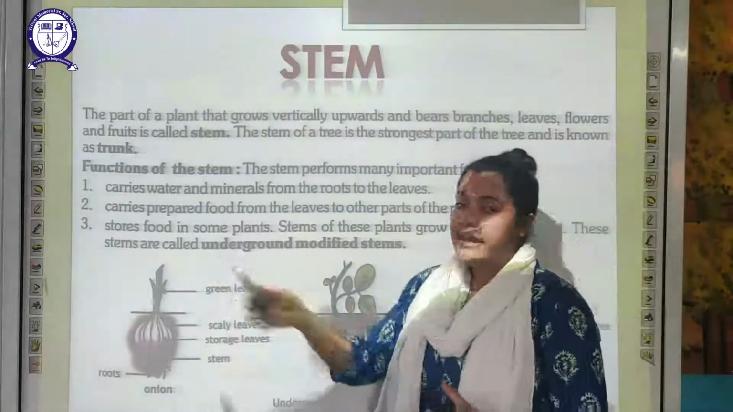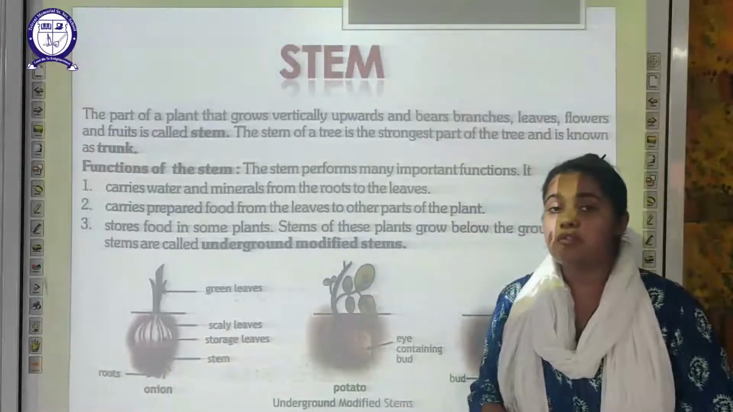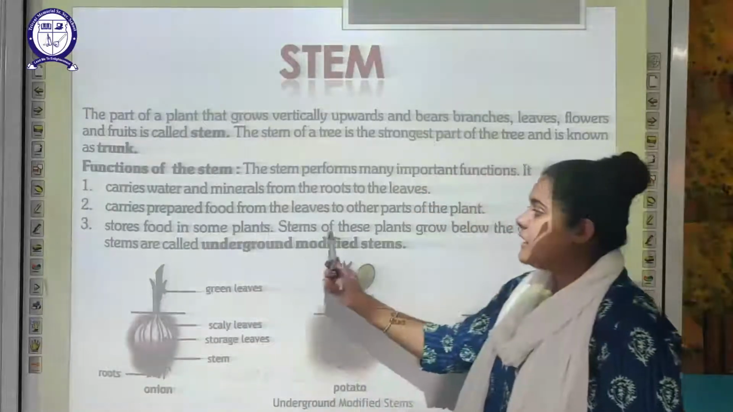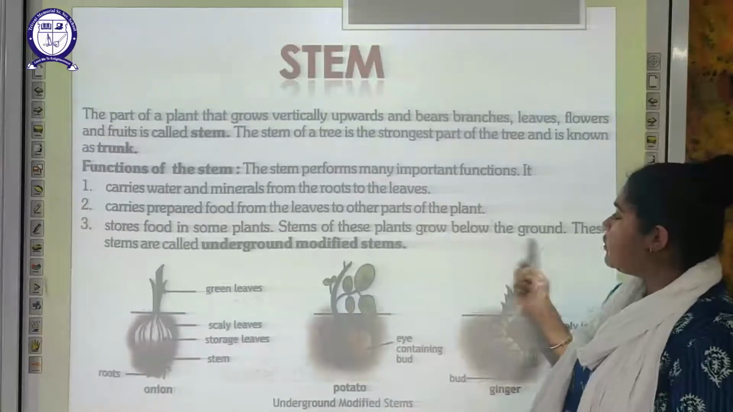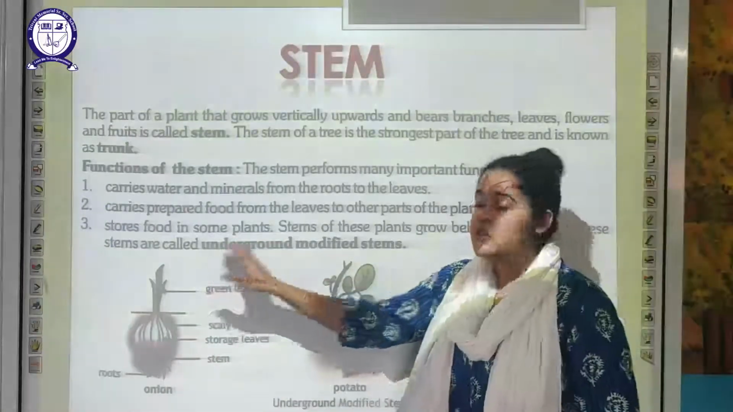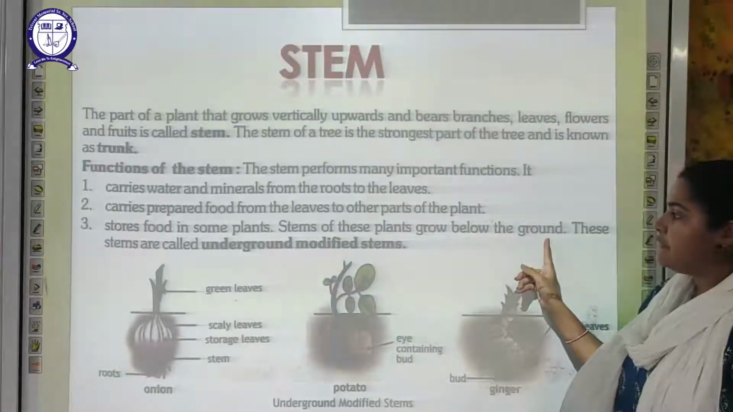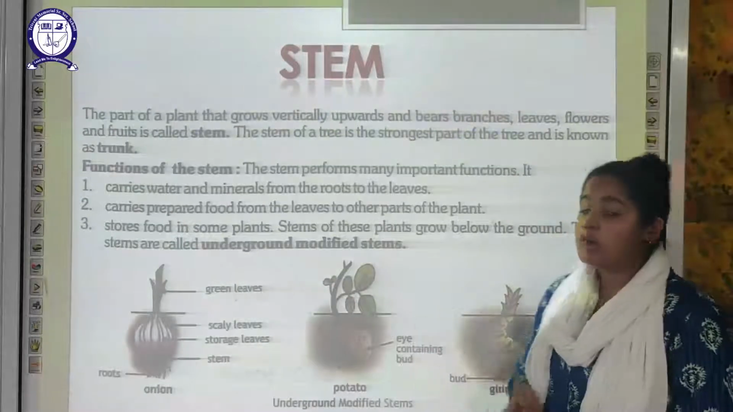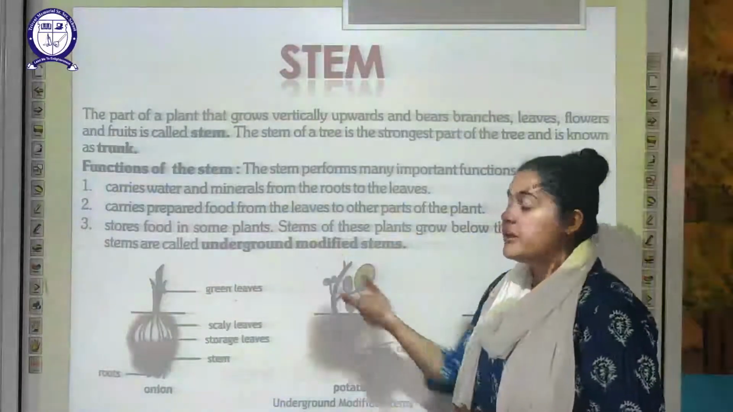Next, like the roots, there are stems also which are going to store the food. In some plants, the stem grows below the ground. So the plants in which the food is being stored in the stem part, those stems grow below the surface of the ground, and these are called underground modified stems. As you have discussed, why is it called modified, student?